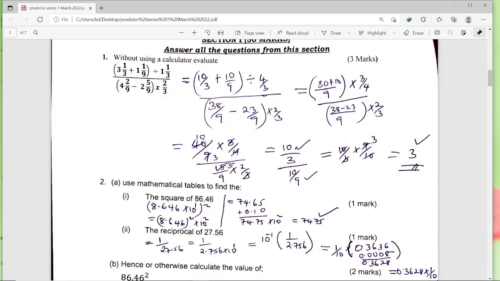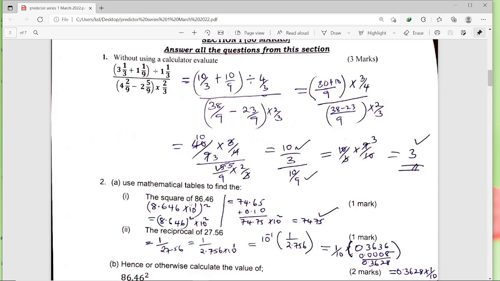Remember, if you just brought here 40 over 9 or 10 over 3 directly, you shall have used the calculator. So you must show that you have not used the calculator. Then question number 2 is: use mathematical tables to find the square of 86.46. If you find it using a calculator, remember I've been told to use a mathematical table.